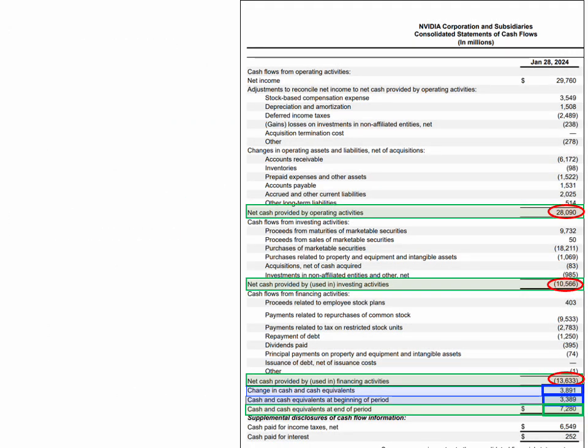Now let's take a look at the cash flow statement again as a whole. As you can see here, I've just highlighted each section, the three sections that we just went over. The operating activities amounted to a net cash, let's call it, adjusted cash of 28,090. The investing activities, we have an outflow, meaning money left, a little over 10 billion. Financing activities, over 13 billion.